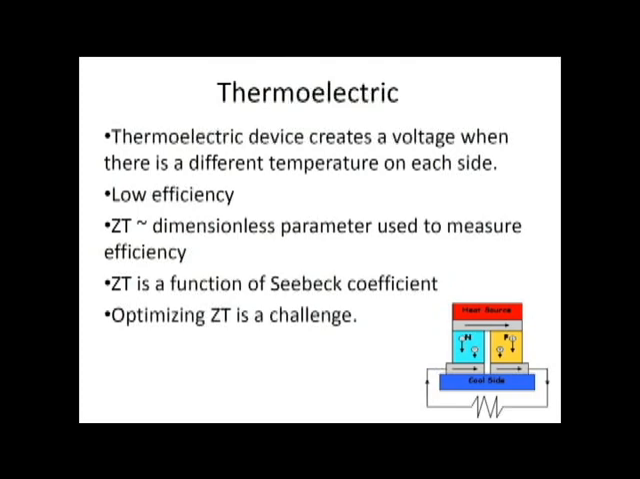A thermoelectric is defined as a device that creates a voltage due to a temperature difference. Thermoelectrics have a low efficiency because most materials that have a high thermal conductivity have a high electrical conductivity. For an ideal thermoelectric, we need a material with a high electrical conductivity and a low thermal conductivity, which proves to be a challenge. ZT, a dimensionless parameter, is used to measure the efficiency of a thermoelectric.